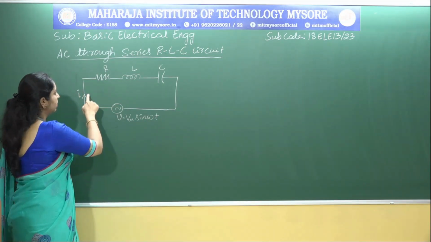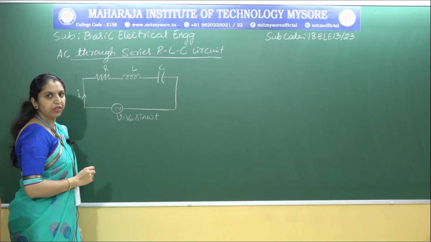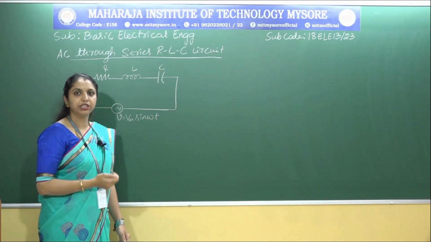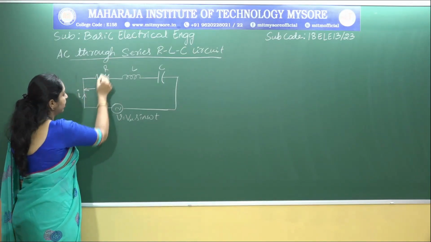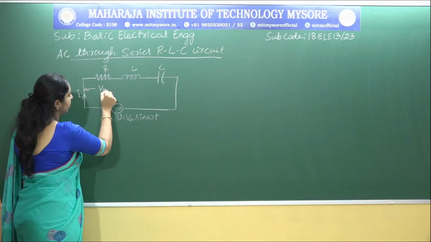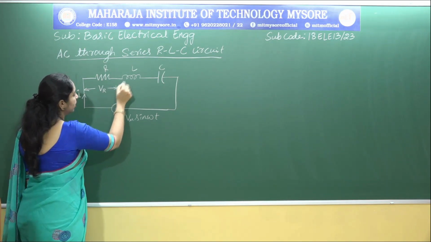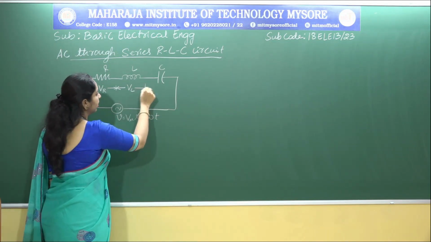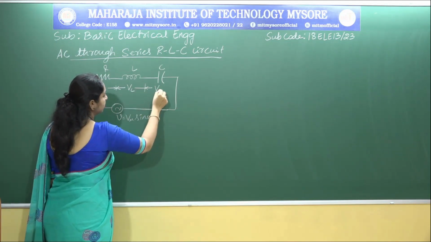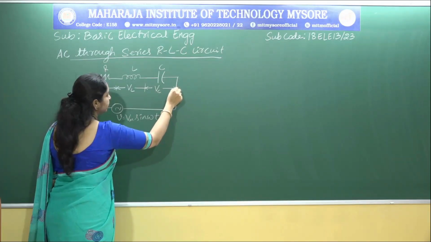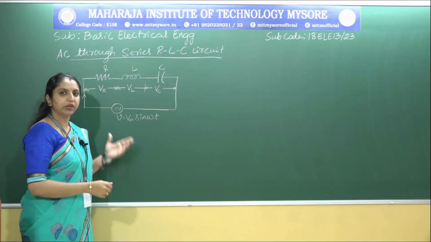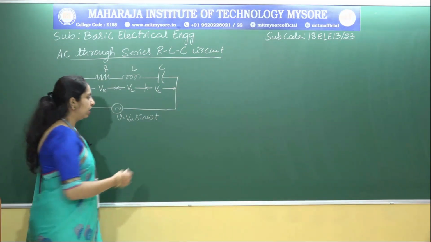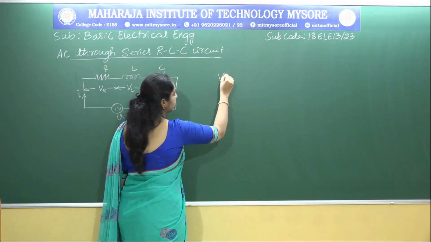So the circuit draws a current of I. When the circuit draws a current of I, there will be a voltage drop across each element. So the voltage drop across R, we represent it as VR, the voltage drop across inductance, let us consider VL, and we have one more voltage drop across capacitance, let us call it VC. So we have three voltage drops across three elements, that is R, L, C.